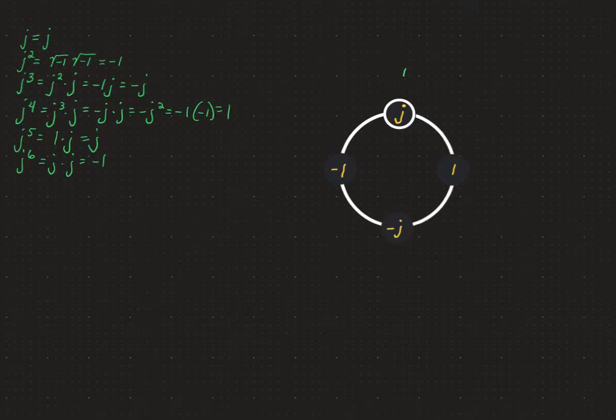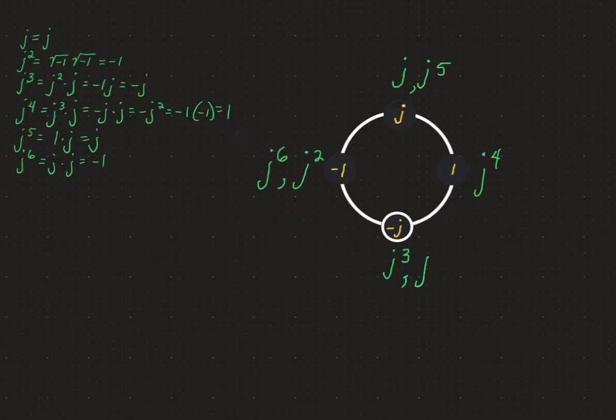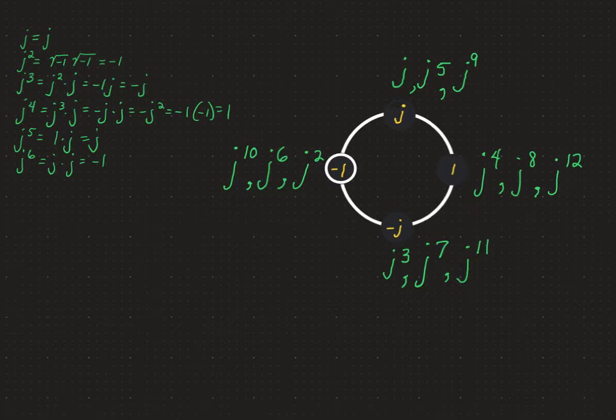Okay, so j to the first power gives you j. J squared equals -1. J cubed equals -j. J to the fourth equals 1. J to the fifth equals j. J to the sixth equals -1. J to the seventh equals -j. J to the eighth equals 1. J to the ninth, j to the 10th. And we can keep going infinitely.